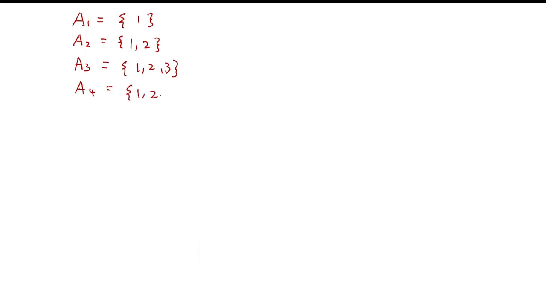Now let's look at some examples. Let's say I give you some sets where A1 is equal to the set {1}, and then A2 will equal the set {1, 2}, and then A3 will equal the set {1, 2, 3}. And then A4 will give you the set {1, 2, 3, 4}. Now you get this pattern. So Ai will equal the set {1, 2, 3, up to i}.